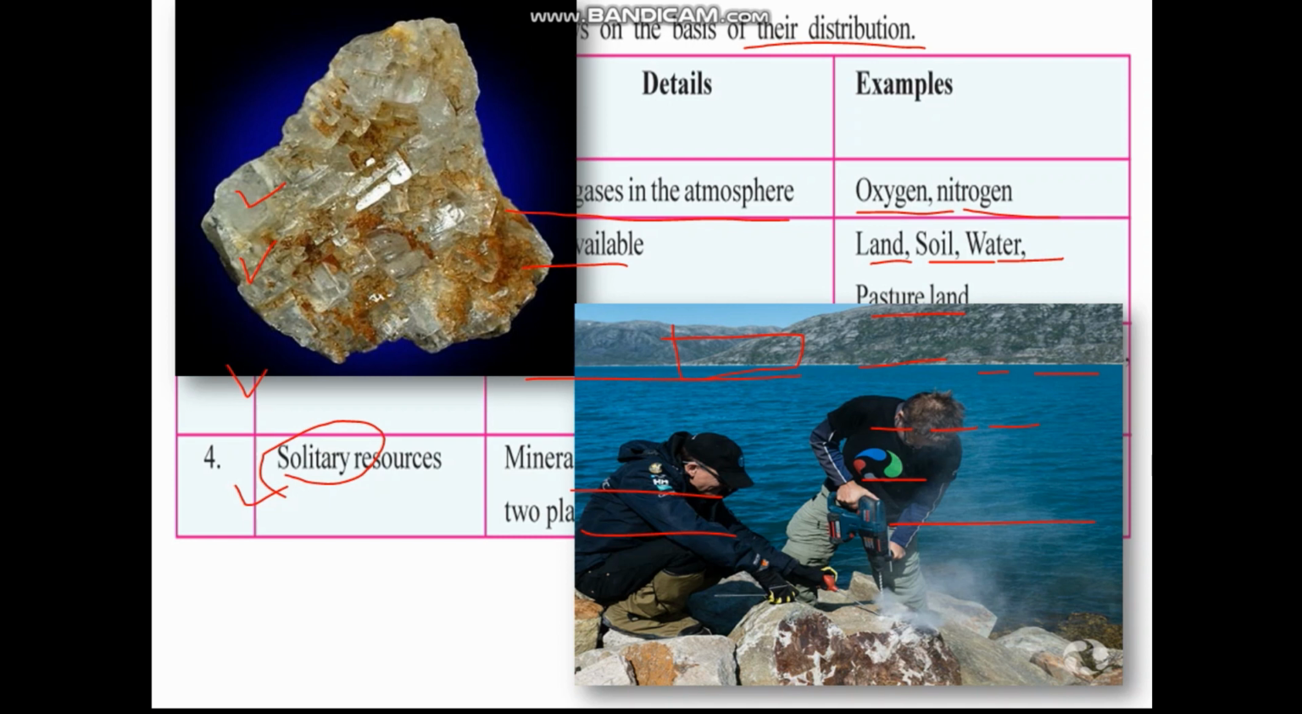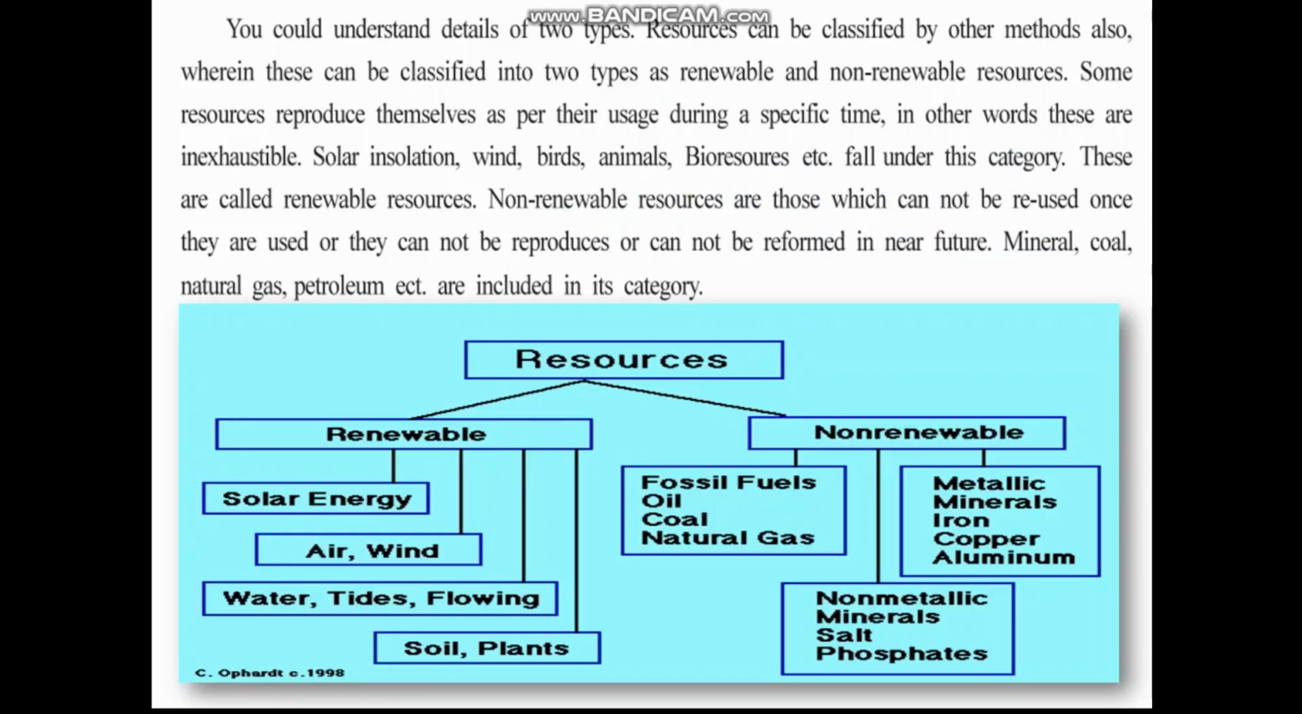So this is the mineral cryolite, and it is being mined in Greenland. You can see those persons mining it, right? You can understand details of the two types. We already understood about it.